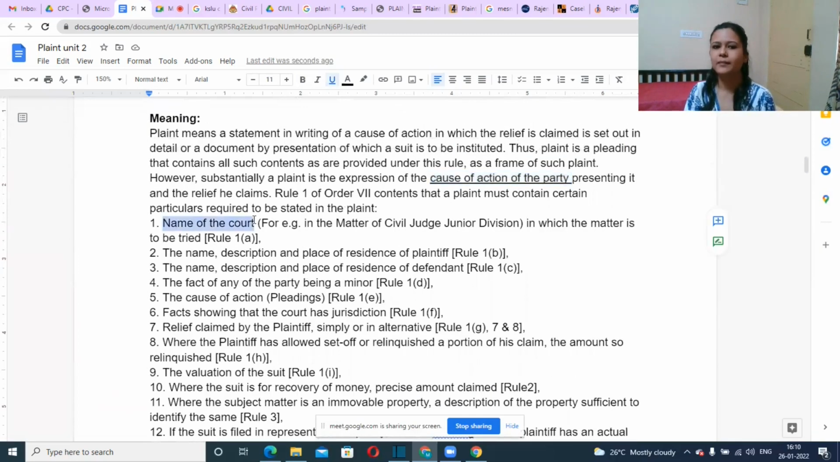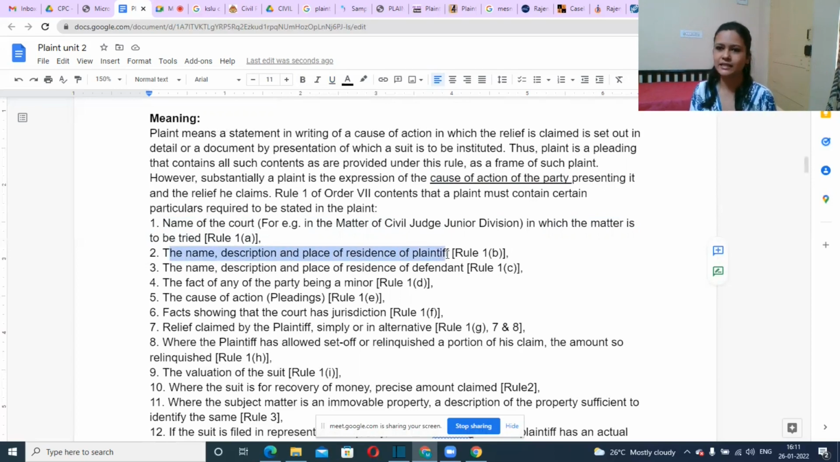So we need the name of the court. Ideally, we would see in the plaint that it is in the court of so and so, in the court of the city civil court, then the place where the court is located will be mentioned. So the name of the court is very much needed, the court in which the matter is to be tried, where the person wants to institute the suit. Take for example, in the matter of civil judge junior division, then the place where the court is located would be mentioned. Name, description, and place of residence of the plaintiff.